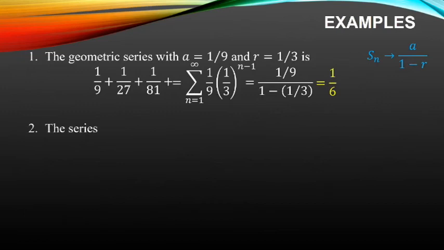So number 2, so the series given by the summation of negative 1 raised to n times 5 over 4 raised to n, where your n is from 0 to infinity, is equal to this.